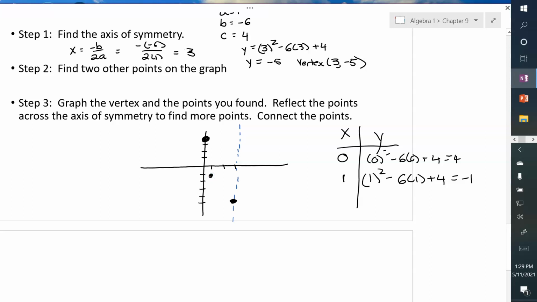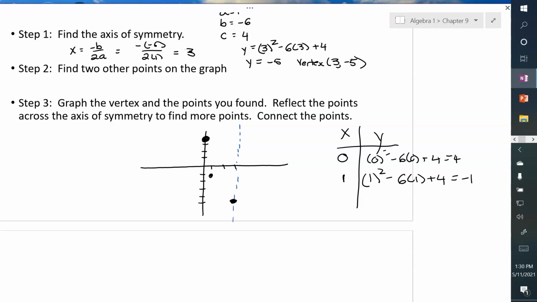So there's my point. And now reflect those points over the axis of symmetry. What this does for you is you have a nice little shortcut. I normally would ask you for 5 points, but you can get away with figuring out 3 of them and then reflect to get the others.